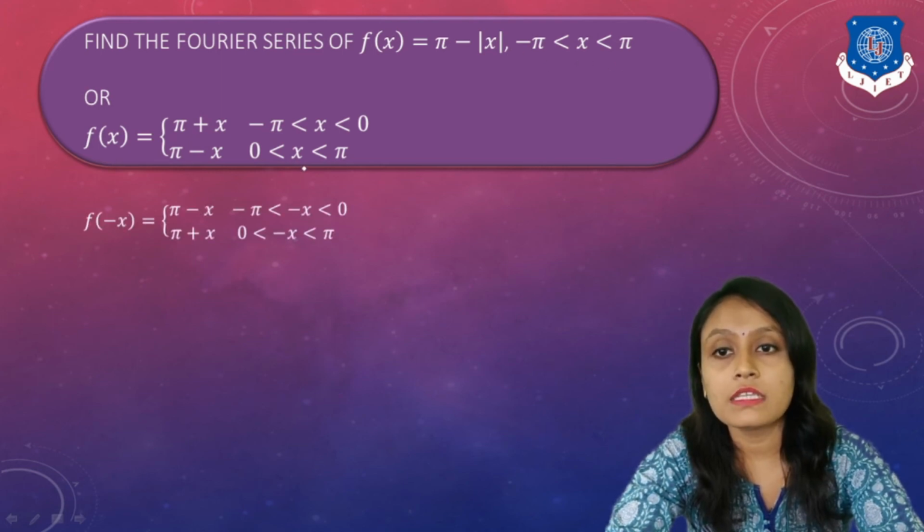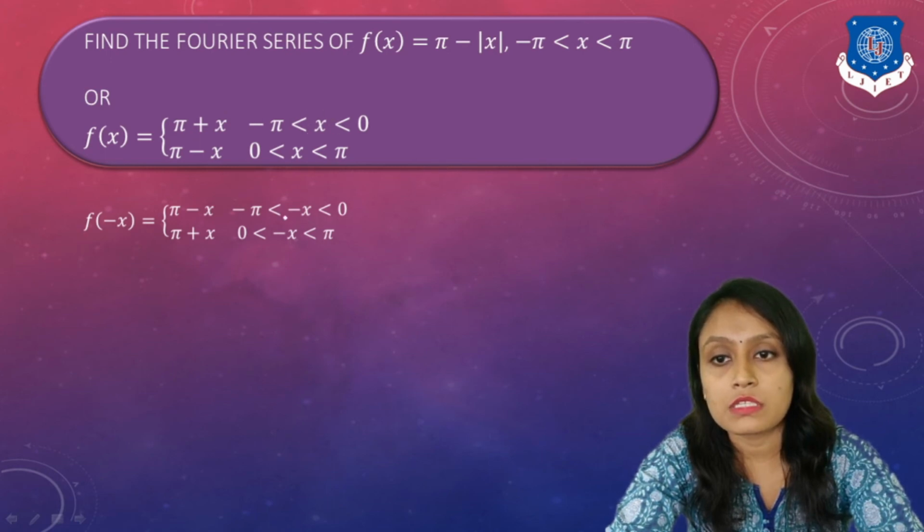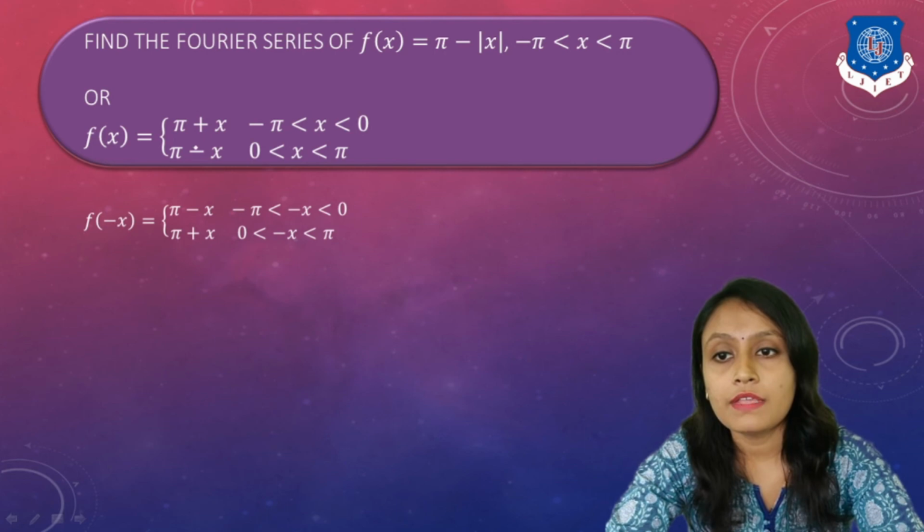So we will check whether this function is an even function or an odd function. For that, in place of x, just substitute minus x. So here we have x, so in place of x, write down minus x. So here you have pi minus x. Again, here we have x, so in place of x, write down minus x. So this term, again, here we have minus x.